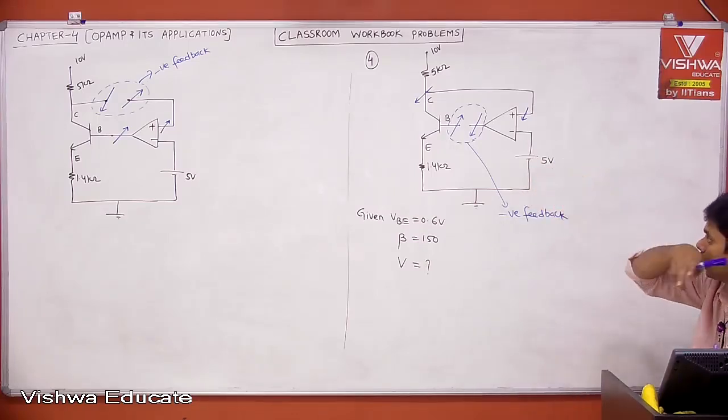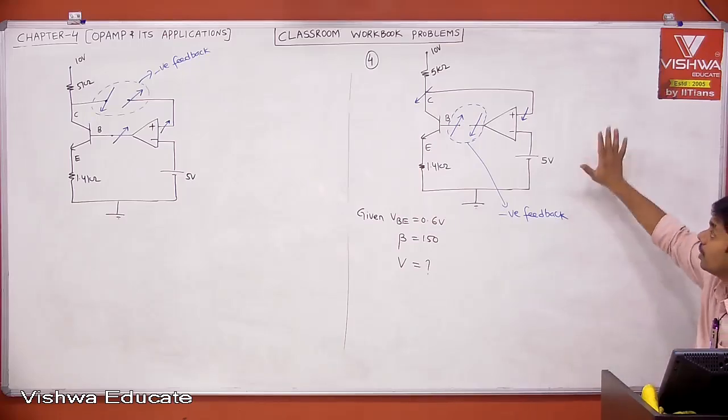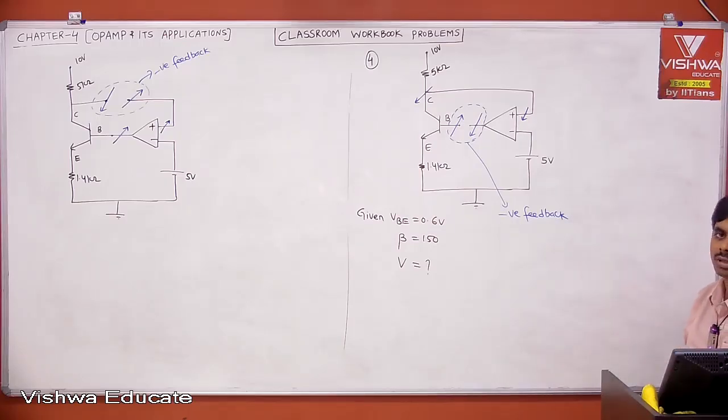Before that, you try to draw these two and then go back to the original circuit, then try to find V after applying virtual ground concept. Now we can use virtual ground concept because op-amp is in negative feedback. I hope this is clear. Okay, take it.